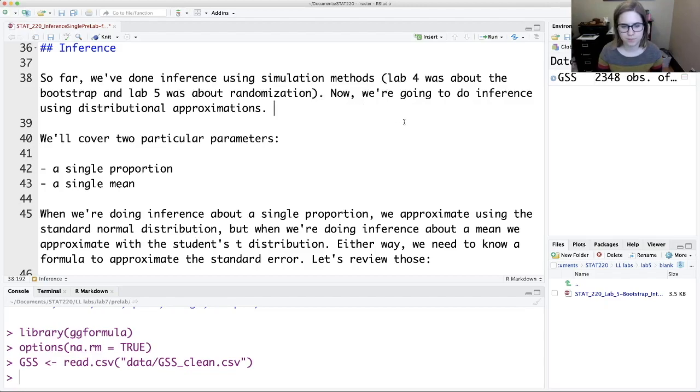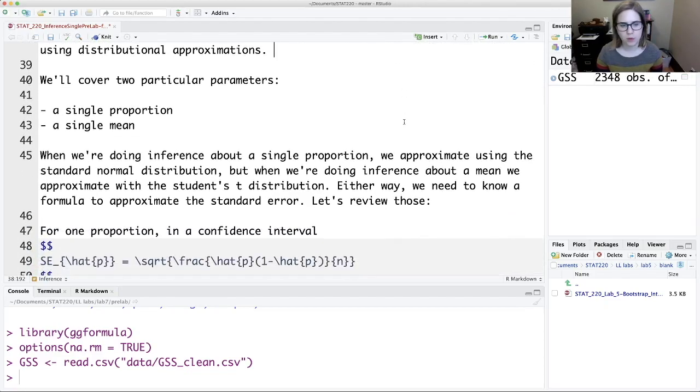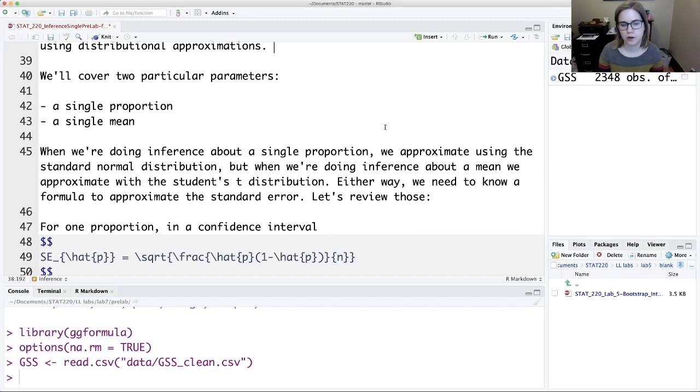So when we use a distributional approximation, we're going to use a theoretical distribution that we know something about. That means for a single proportion, we're going to approximate using the normal distribution, and for a single mean, we're going to approximate with a t-distribution. And either way, the thing that we're going to need is a formula to approximate the standard error.